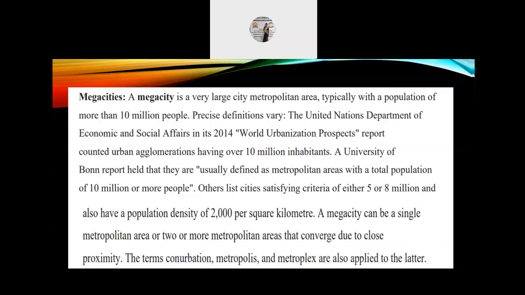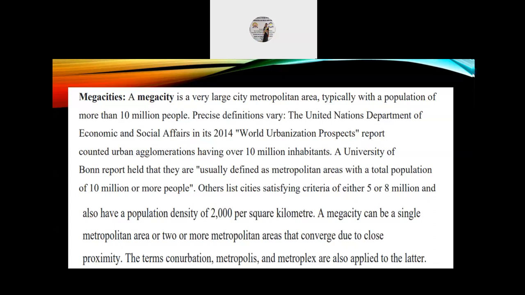Next one, megacities. A megacity is a very large city or metropolitan area, typically with a population of more than 10 million people. Precise definitions vary. The United Nations Department of Economic and Social Affairs, in its 2014 World Urbanization Prospects report, counted urban agglomerations having over 10 million inhabitants. A University of Bonn report held that they are usually defined as metropolitan areas with a total population of 10 million or more people.